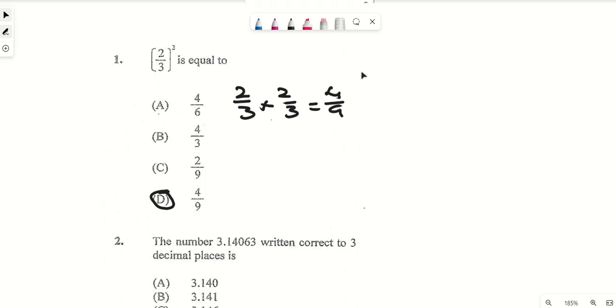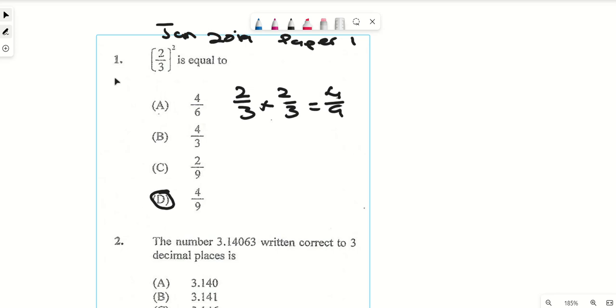I did not introduce this class. Hi, good day, everyone. So this is January 2019, paper 1, right? Number 1 is a repeated question. That's why I went straight into it. But yes, so the answer is D.